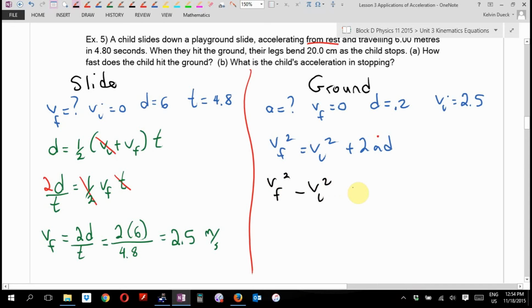Now, don't write this next bit down. That would give me a 2AD, but what did you tell me I'm trying to get by itself? What are the 2 and the D doing to the A? Like that. So how will I move them over? So I'm going to go gunk, gunk. And now it's plug and chug. A is going to be VF 0 squared minus VI 2.5 squared all over 2 times 0.2.